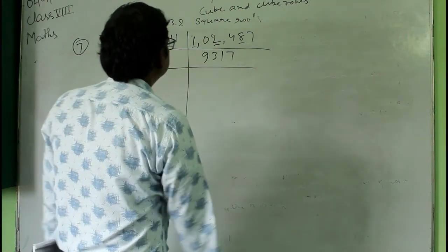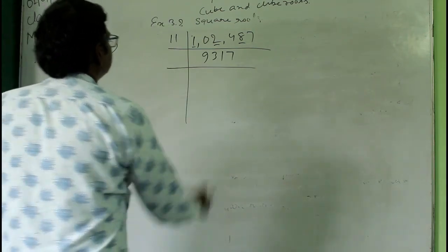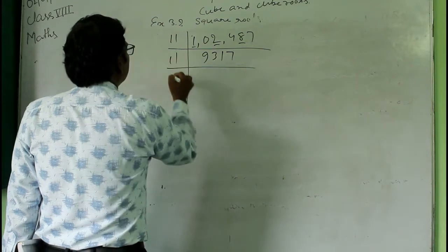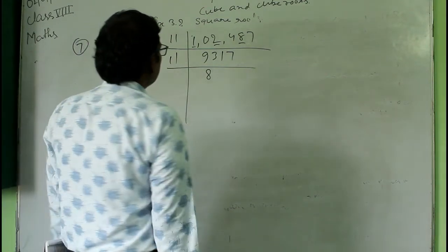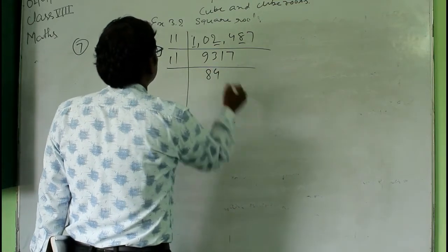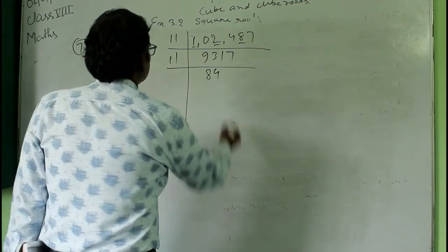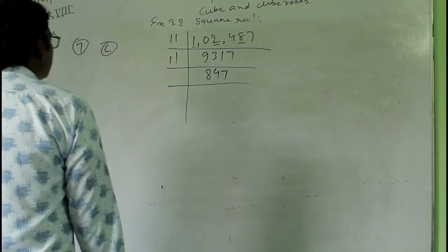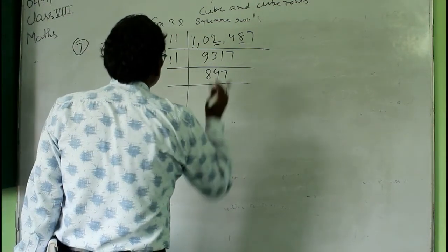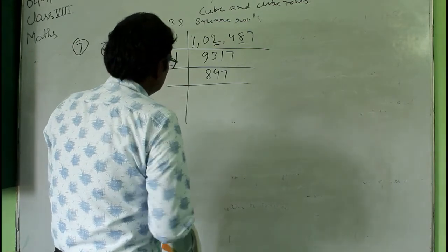Then next, again we go by 11. So 11 8 ja 88, then 5, then 4, and 7. Now this number will go by which number? It is 7 here.